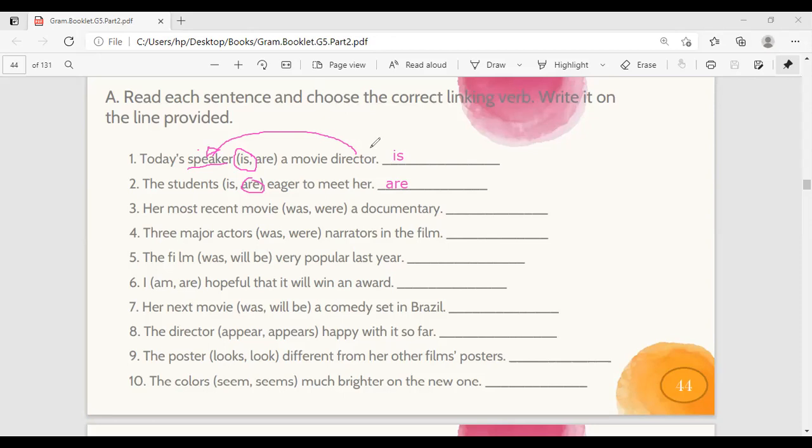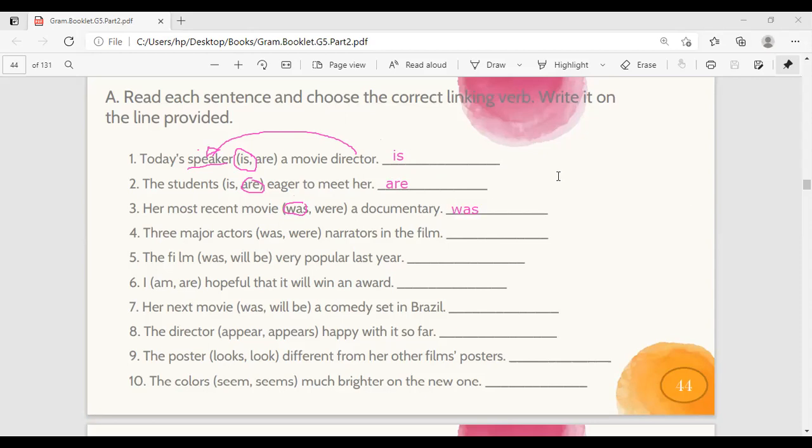Number 3. Her most recent movie was a documentary. Thank you, Majid.